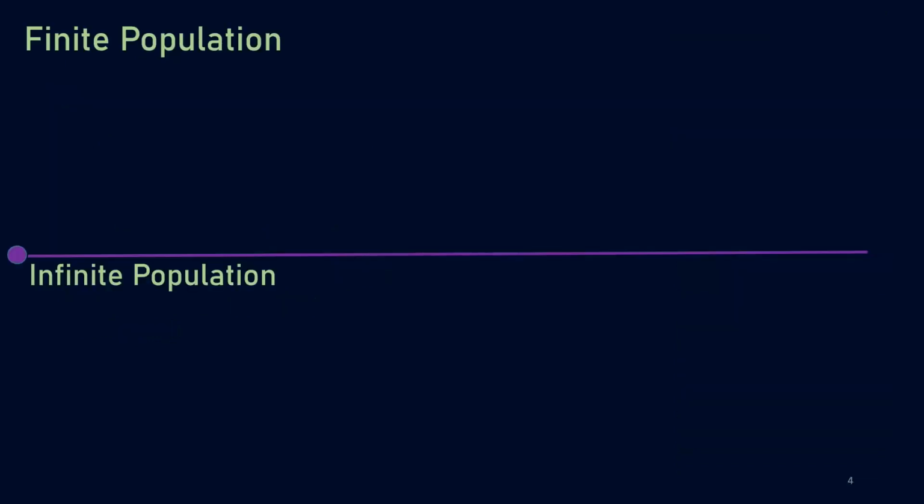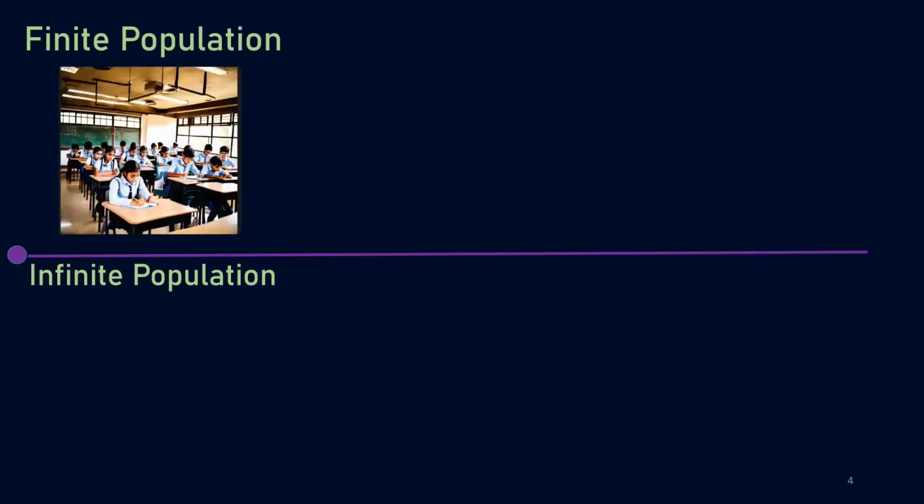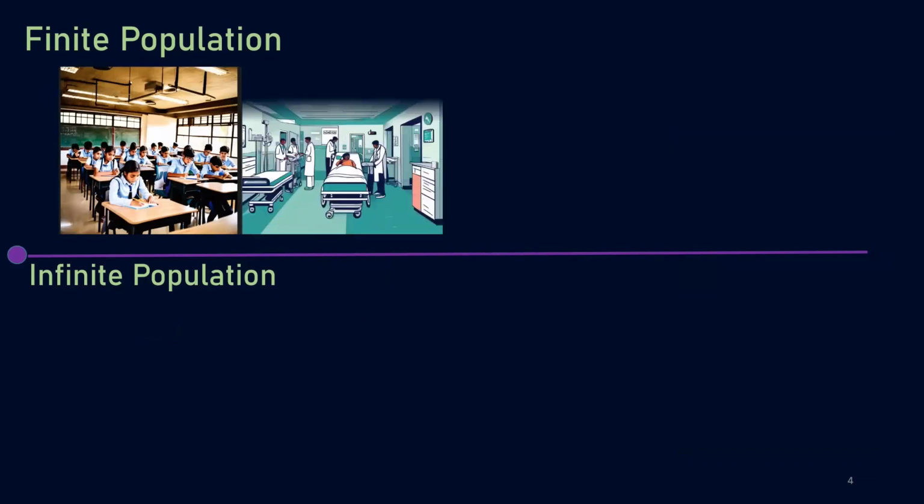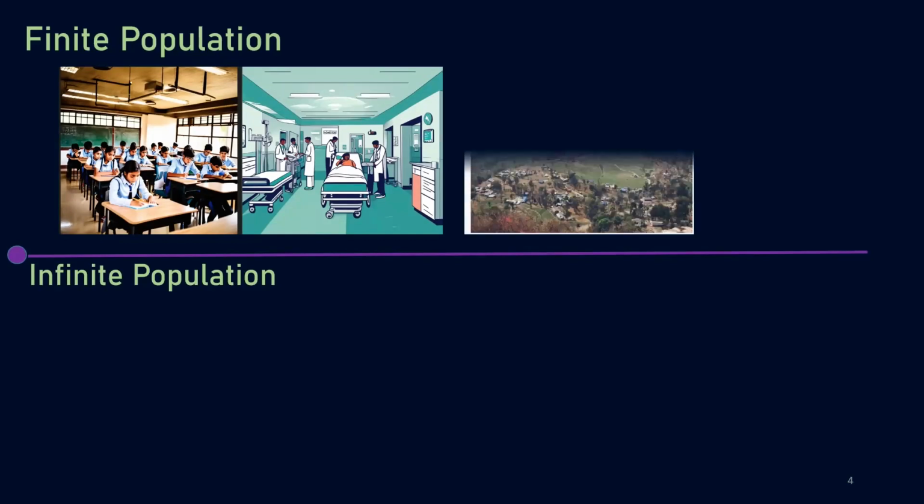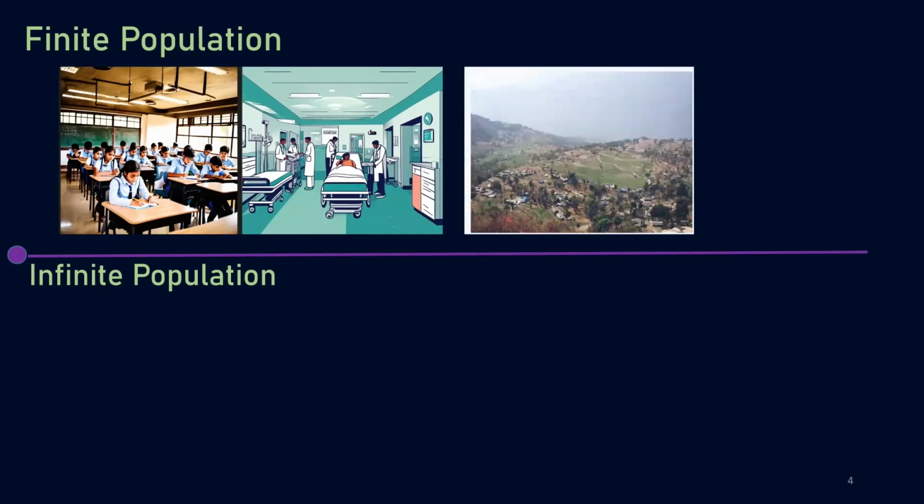The population is broadly divided into two types: finite population or infinite population. In a finite population, you will be able to count everybody in the group. For example, the group of students in the class, or the medical persons working in the hospital, or every household in a village will be examples of finite population.